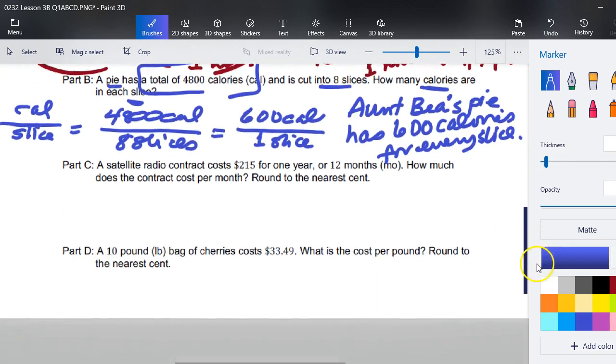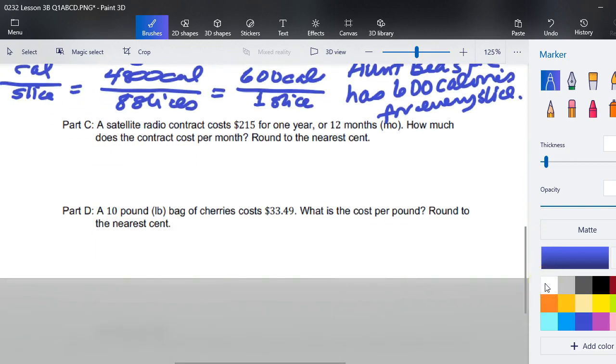I think I've got C and D. We're going to keep the same process going. If you don't like the answers you had for A through E just a while ago, you might want to hit pause right here and redo C, D, and E if you have a different grasp on what we are doing. I want to look now at a satellite radio contract is $215 for a year or 12 months.